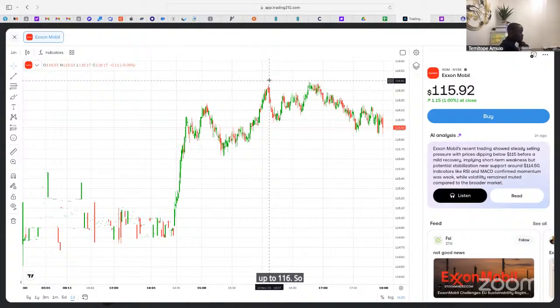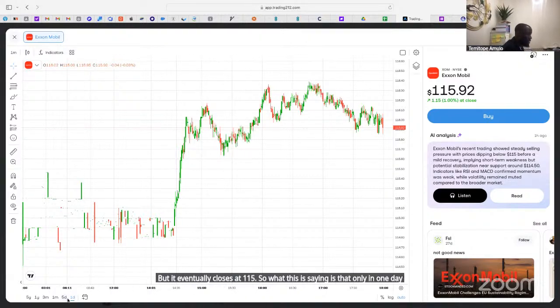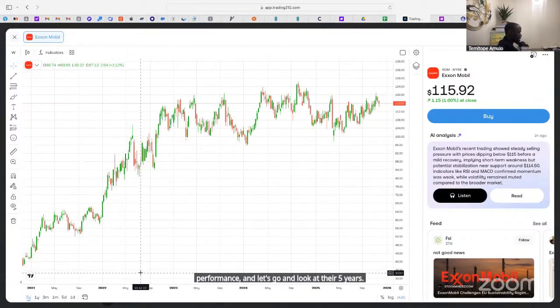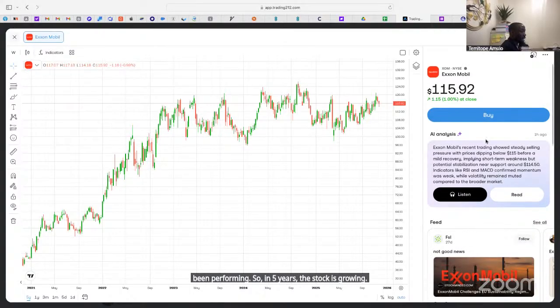So it surged up to 116, but it eventually closes at 115. So what this is saying is that only in one day, look at the wave in the ExxonMobil, look at their 5 days performance, and let's go and look at their 5 years. So in 5 years, look at how ExxonMobil has been performing. In 5 years, the stock is growing amazingly well. And we all know what ExxonMobil is all about.